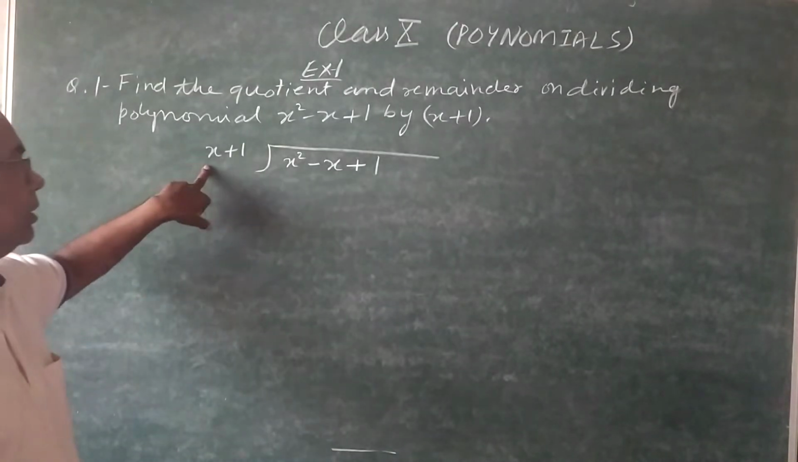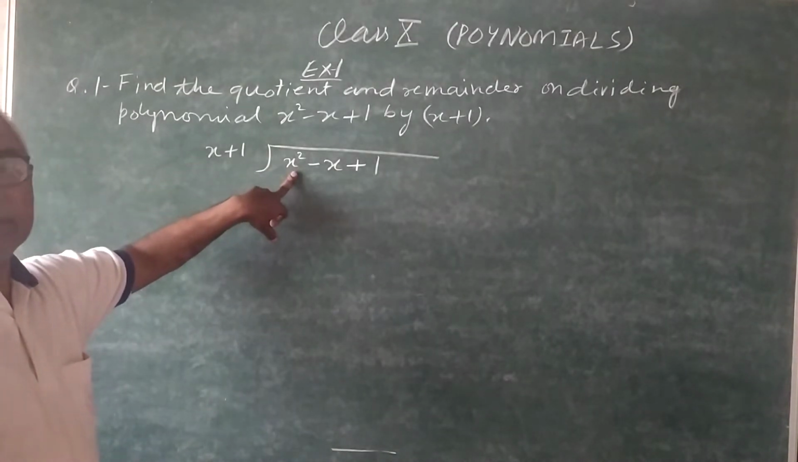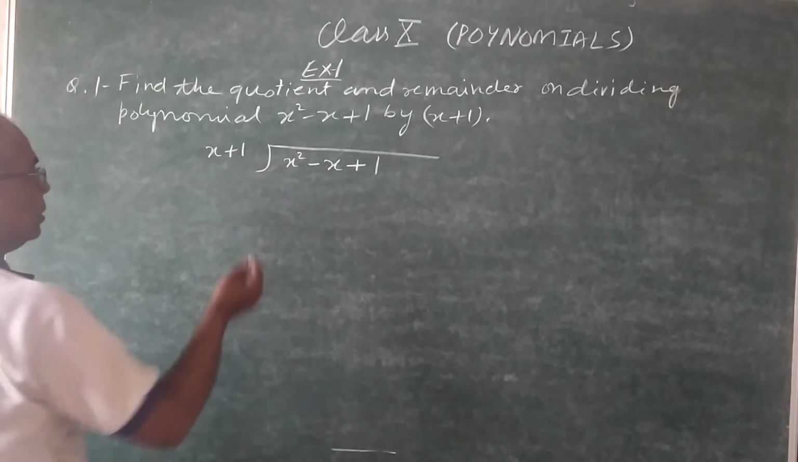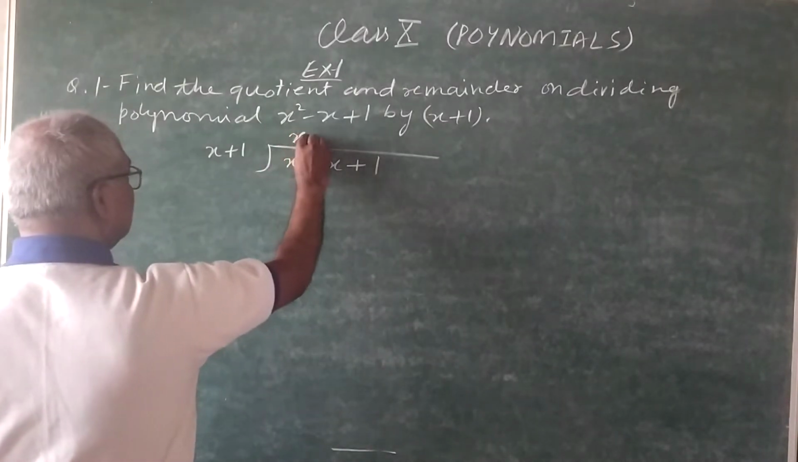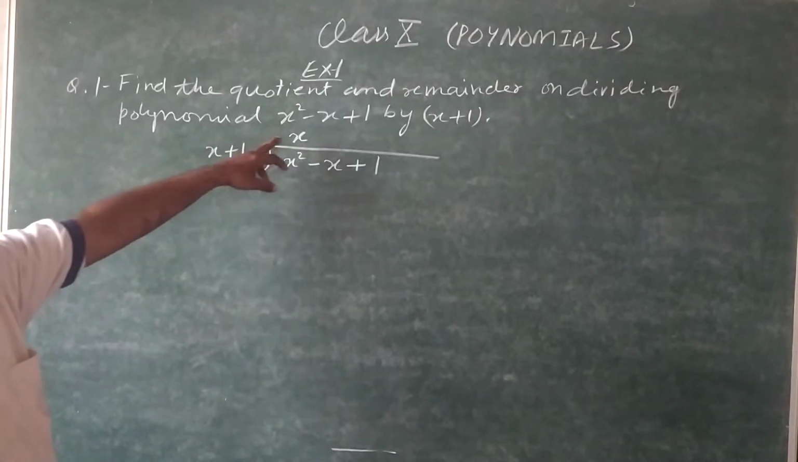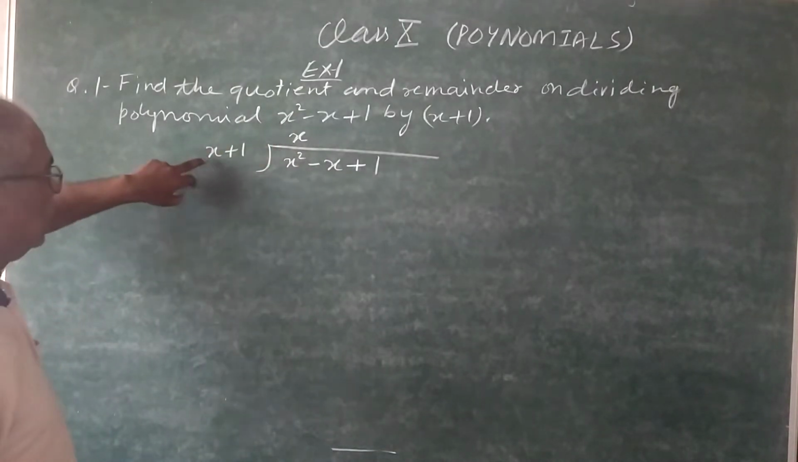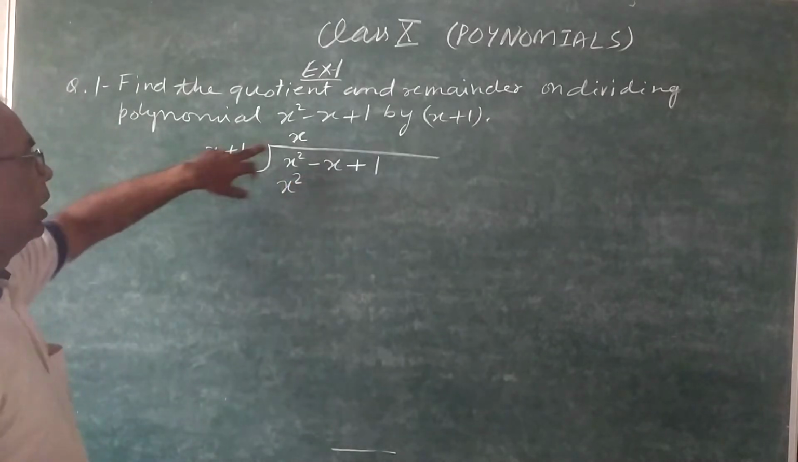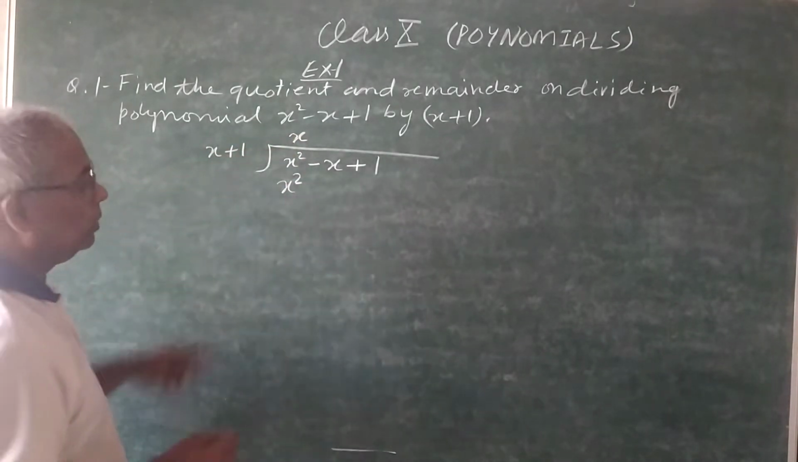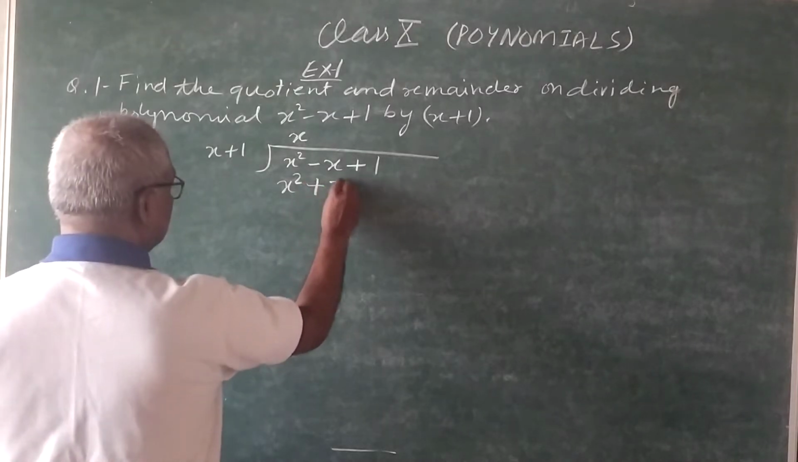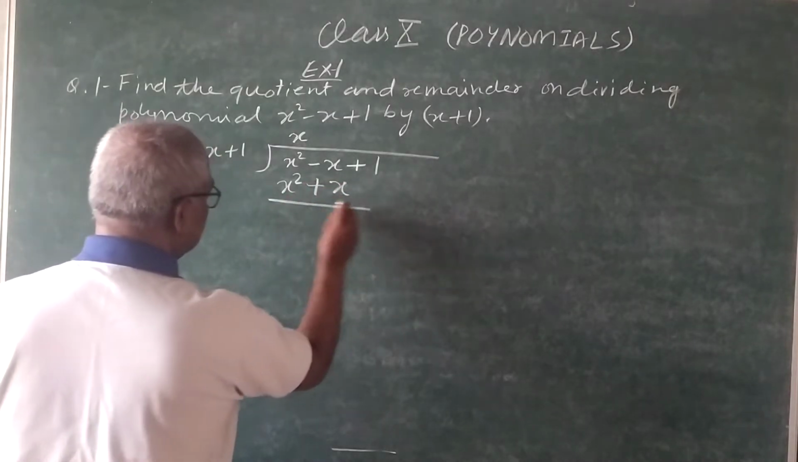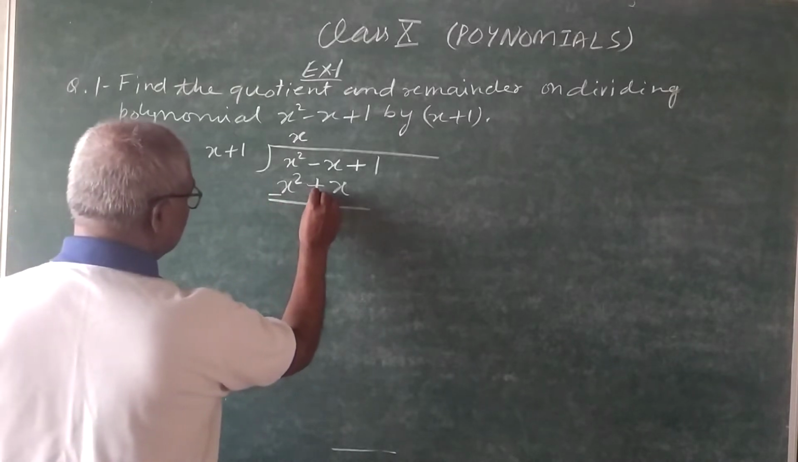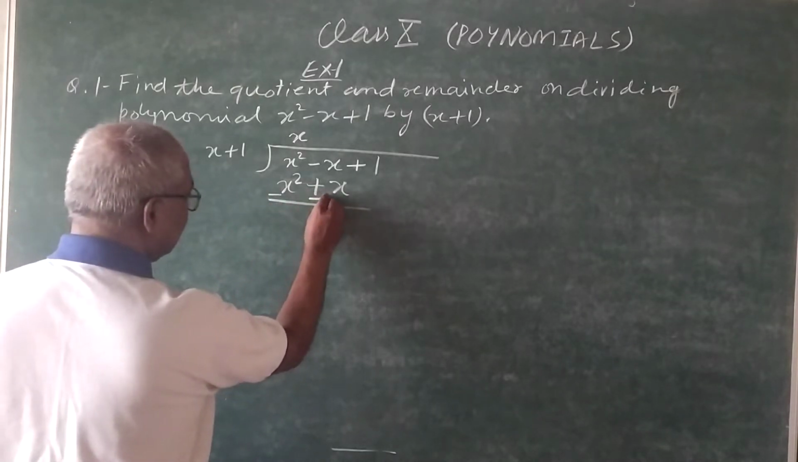Now this x divided into this x square, it will be x times. It is written here: x is multiplied to this, x into x is x square, and x into 1 is x, that is plus x. Now change their sign: positive becomes negative.